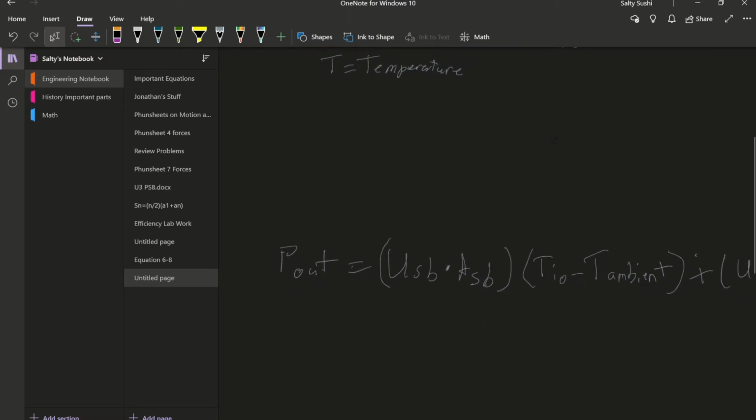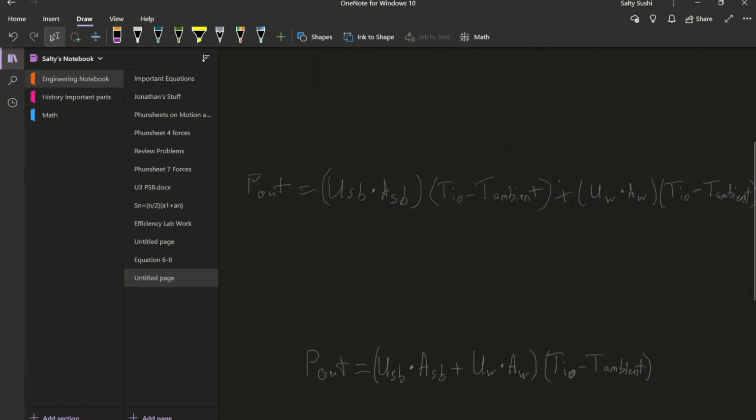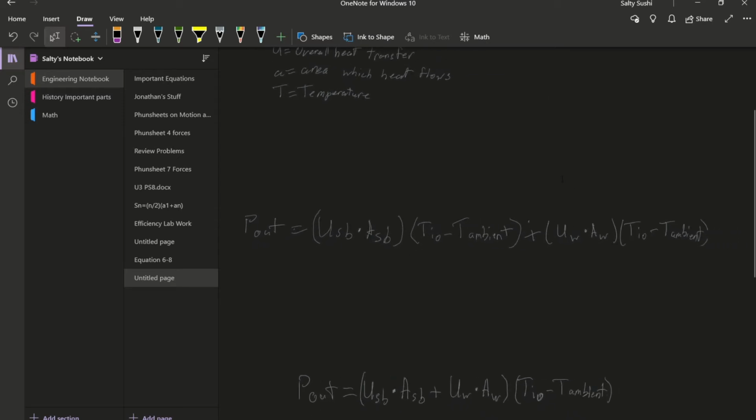Now we are given a better look at this equation as it gets more specific. In the equation, P out equals U of SB times A of SB, which is multiplied by the temperature inside the oven minus the temperature that is lost to the outside, or ambient, plus UW times A of W, which is then multiplied by the T of IO minus the T of ambient.